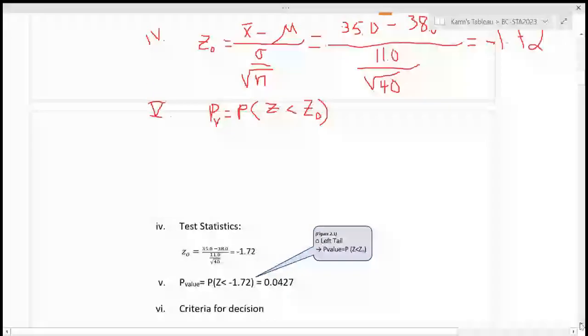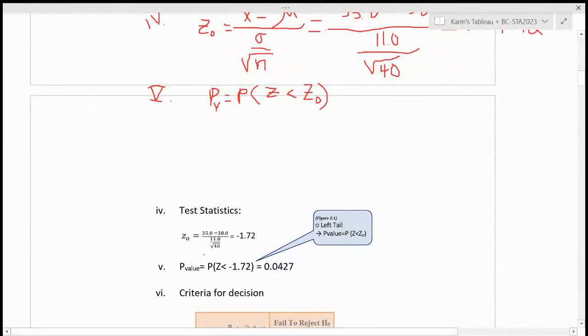So I'll say right here, this is negative 1.72. This is the formula we're using from the chart, figure 2.1. That's a left tail. That's how I got this formula, and then this is how much you got for the p-value using the z table. Thank you very much.